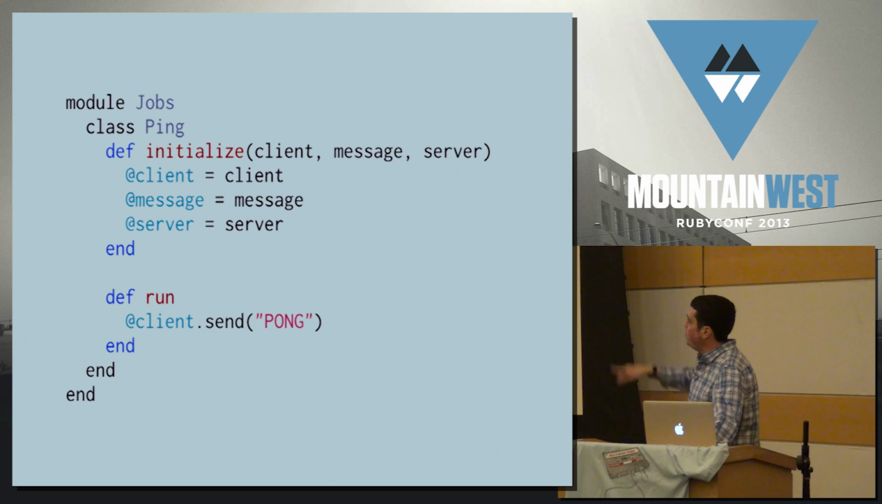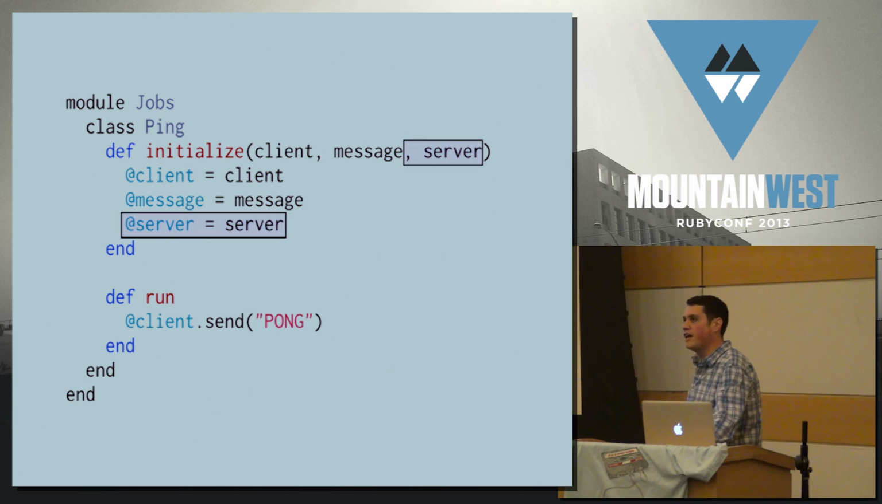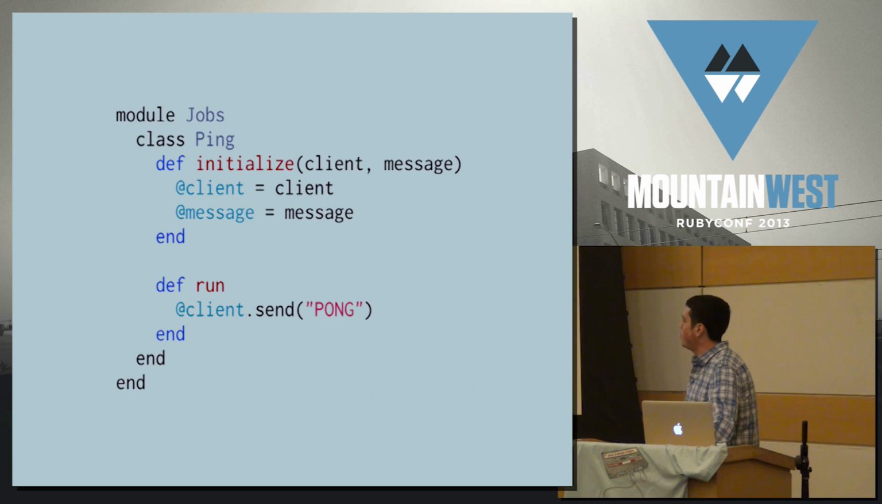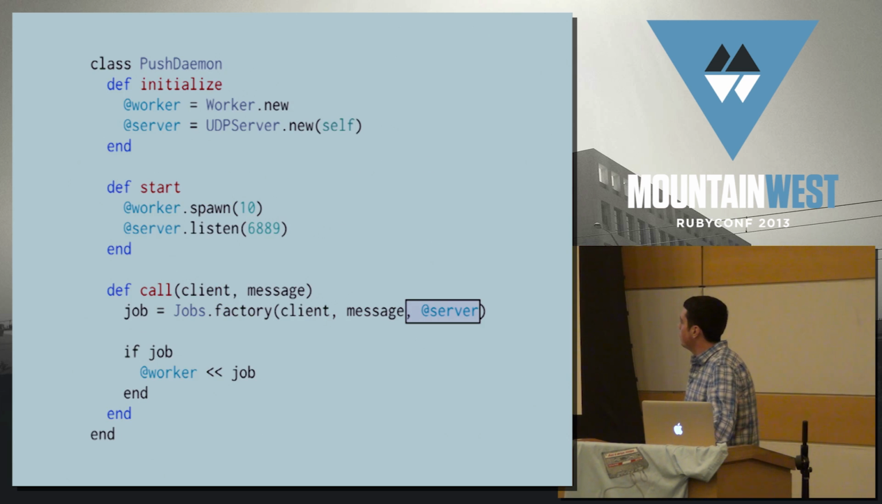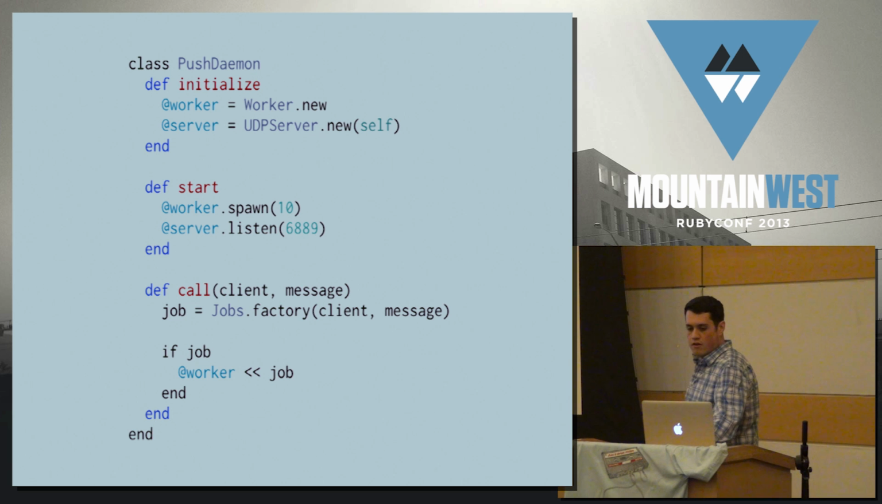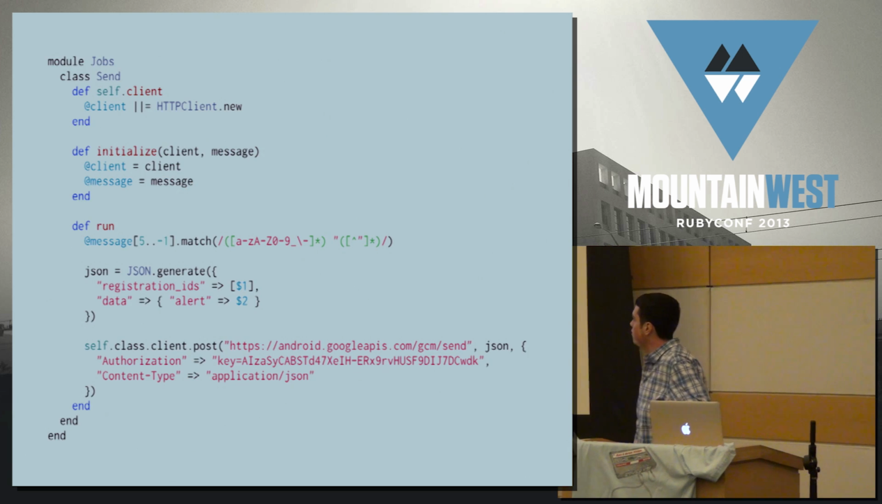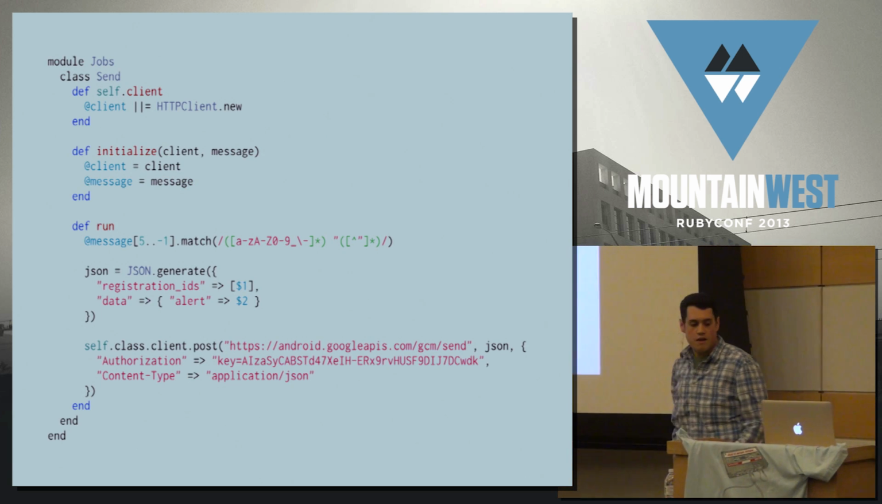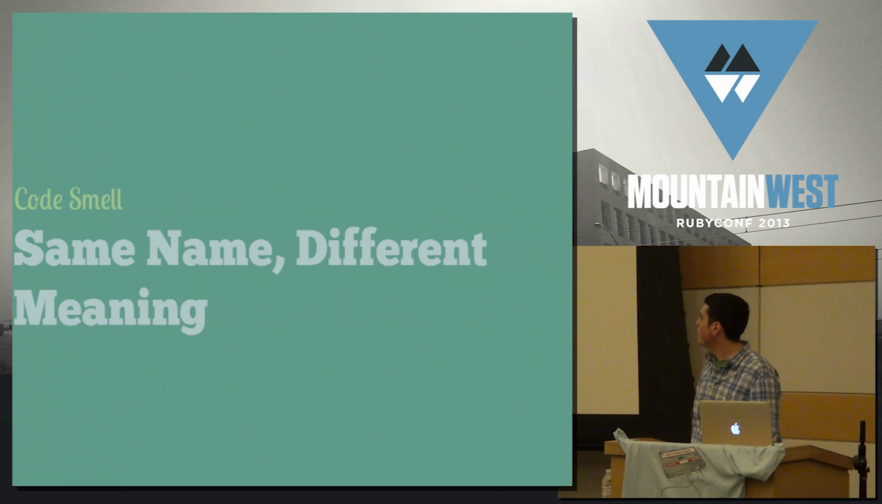Now we can deal with this signature here. We don't need a server anymore because client encapsulates the idea of a server, so we could stop passing that down. Get rid of that. OK, so let's turn our attention to send. There are a lot of code smells in here. If we start at the top, we can kind of work our way down.